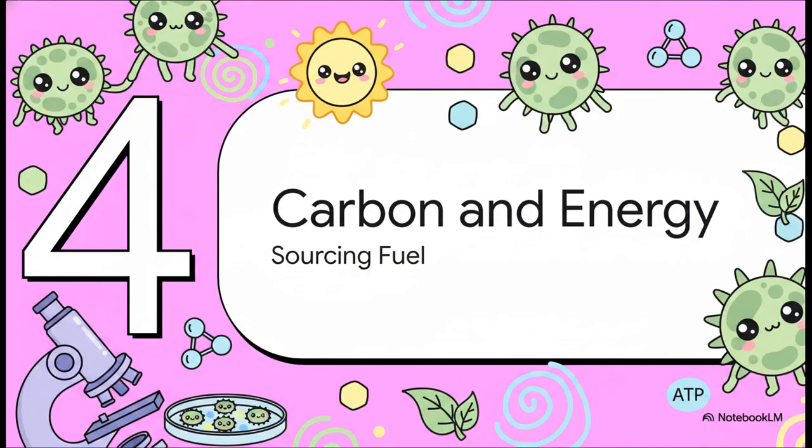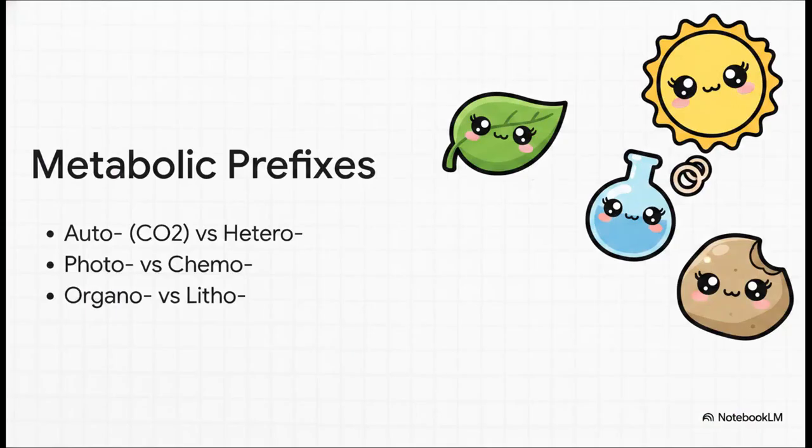All right, Section 4, classifying carbon and energy. If we really want to understand microbial diversity, we have to look at how they get their fuel. And the scientific prefixes here pretty much tell the whole story. For carbon, we have auto, which means self-sourced inorganic carbon, and hetero, which means they get it from other complex organics. Then for energy, photo obviously means light, and chemo means they rely on breaking chemical bonds. But here's where it gets wild. Under chemo, we have organo for organics, and get this, litho for rock. Yes, rock. Lithotrophs literally harvest energy by eating inorganic rocks like reduced iron.